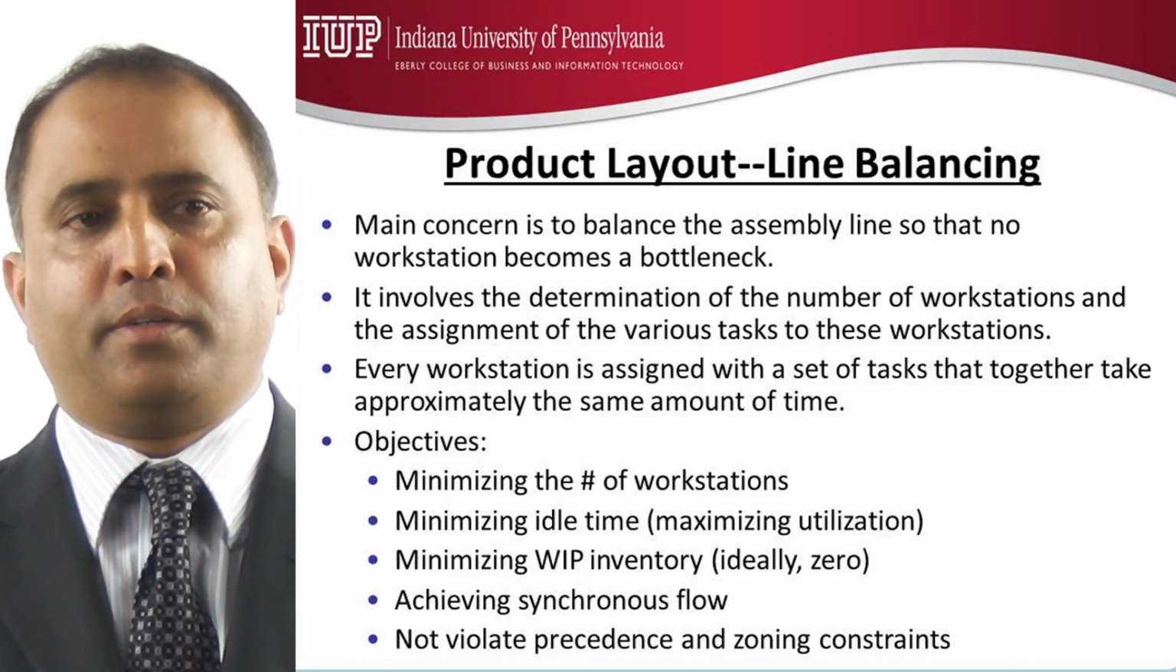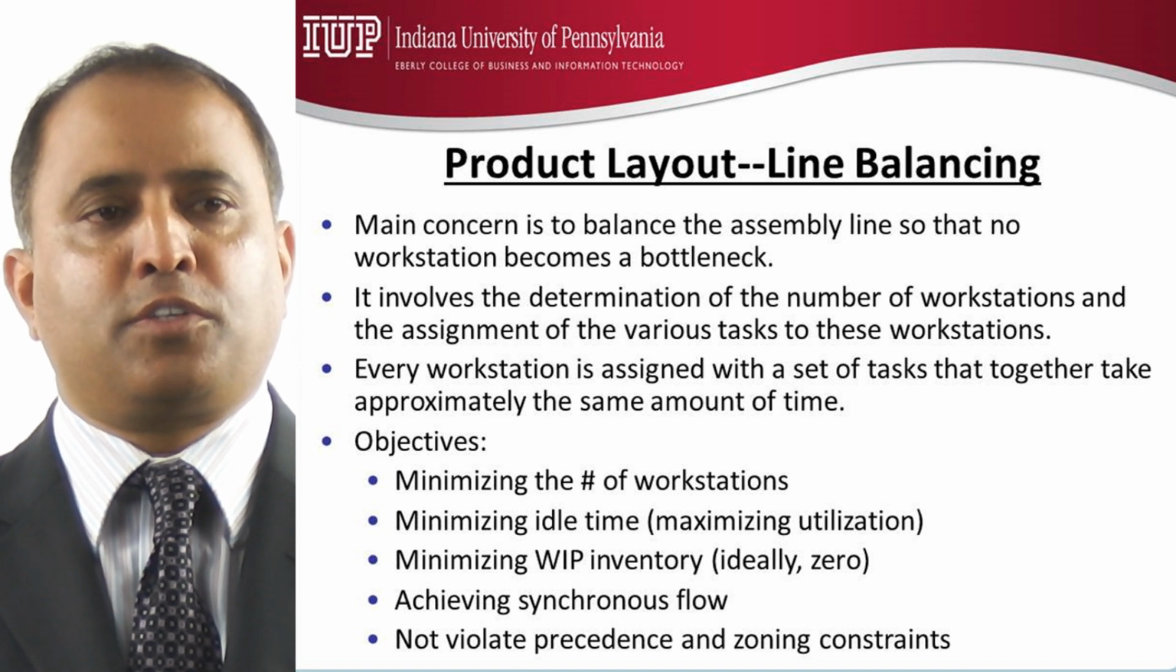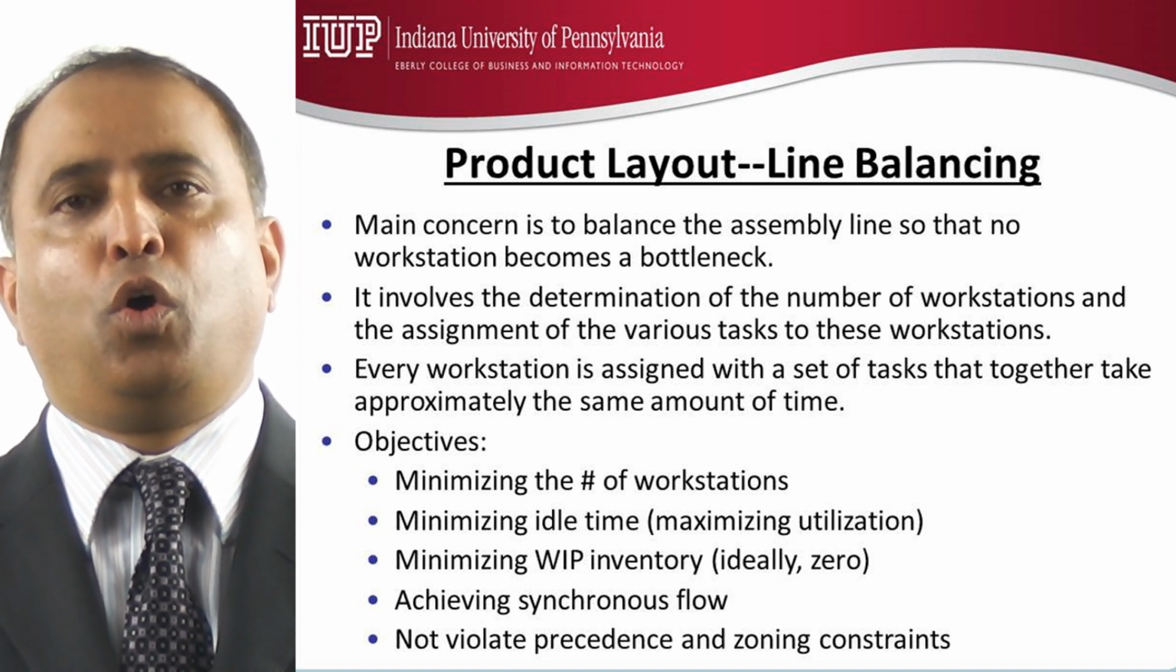That moves us to this slide. In a product layout, the main concern is to balance the assembly line so that no workstation becomes a bottleneck. What is a bottleneck? If I have station number 1 taking 8 minutes, station number 3 taking 8 minutes, station number 4 taking 8 minutes, but in between I have station number 2, which takes 10 minutes to complete all the assigned tasks. So it is obvious that station number 2, which is taking 10 minutes, whereas all the other workstations are taking 8 minutes for each unit of the product, station number 2 becomes a bottleneck.